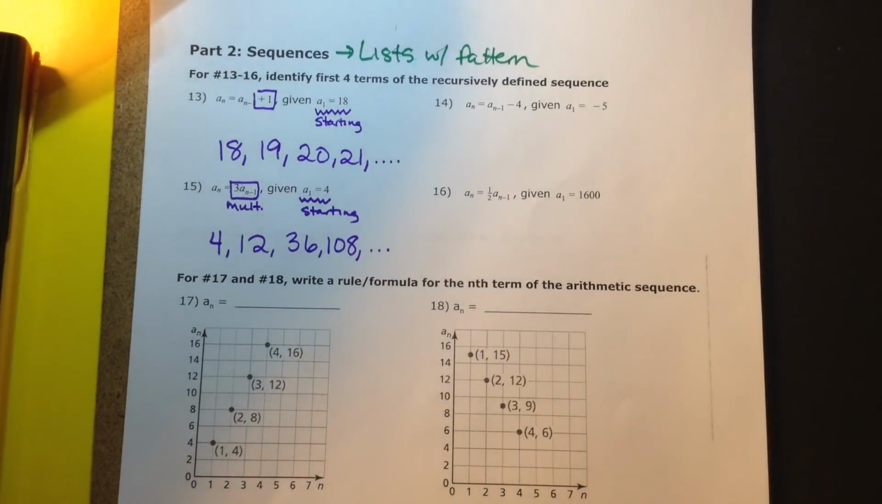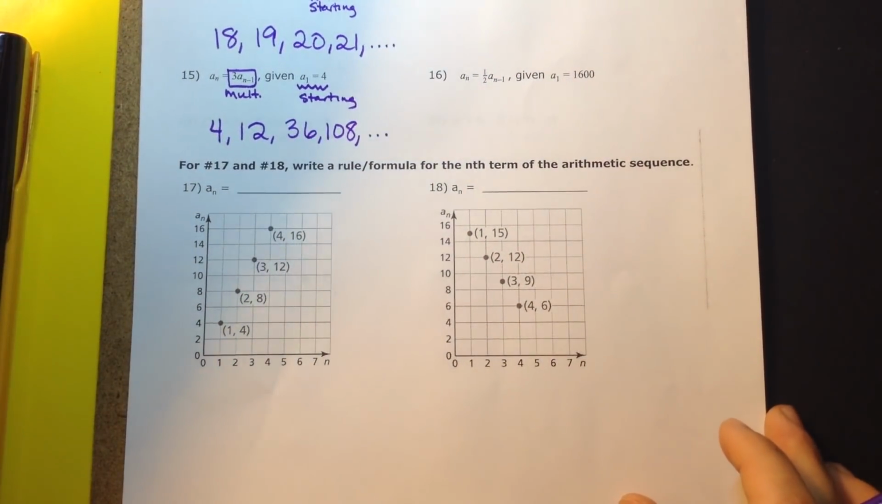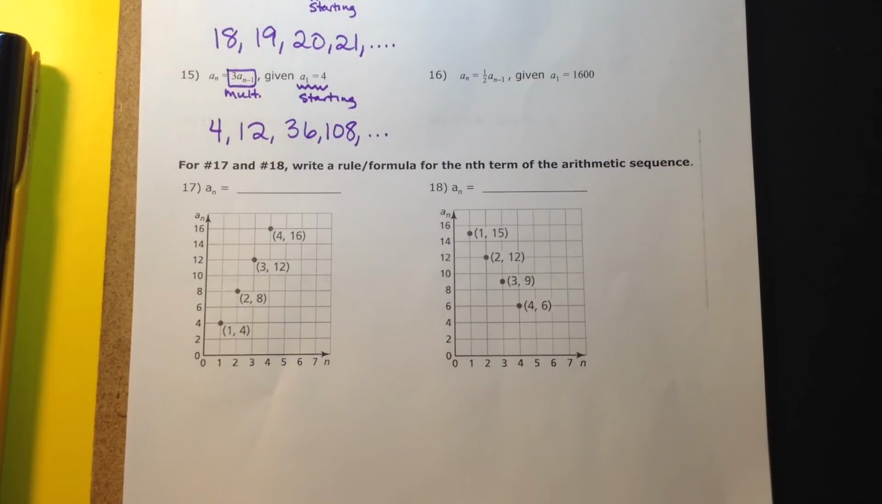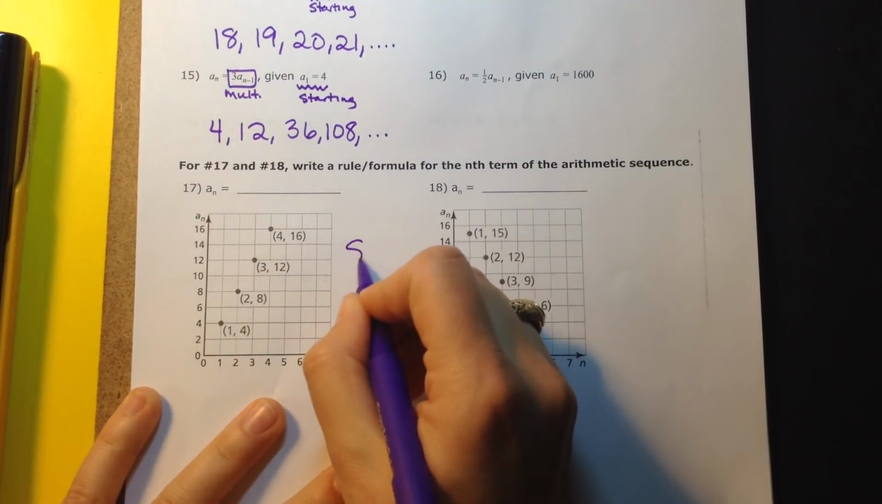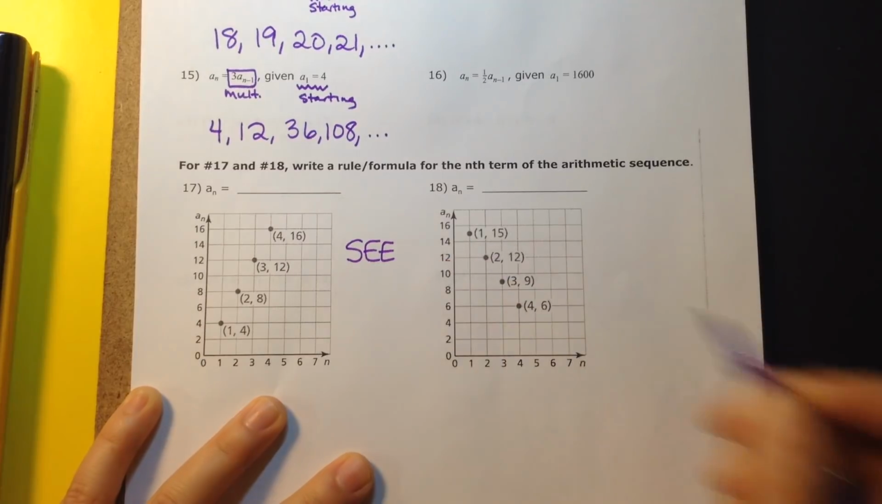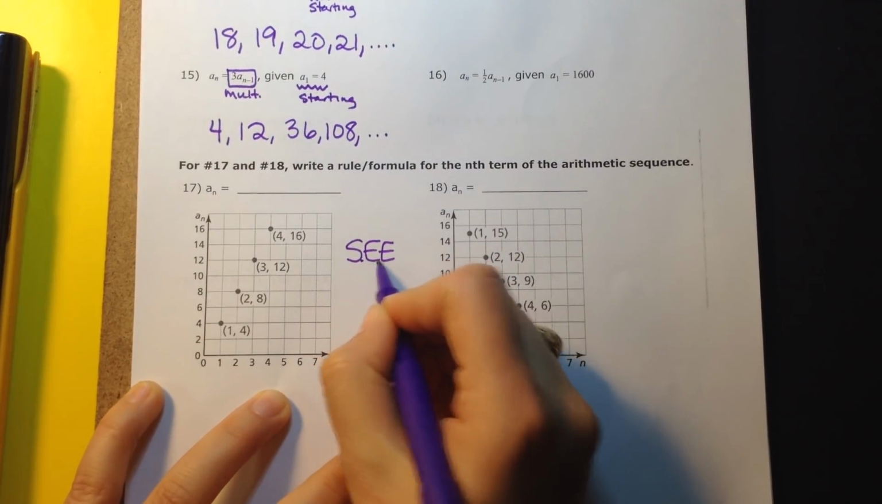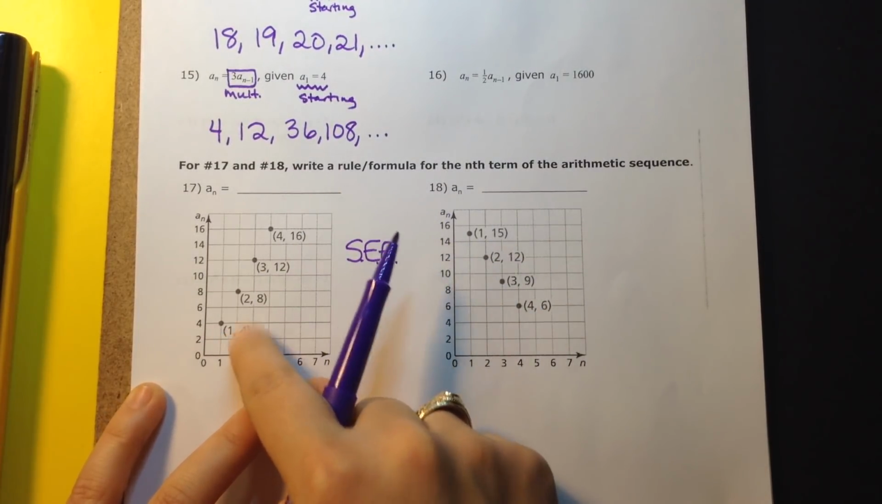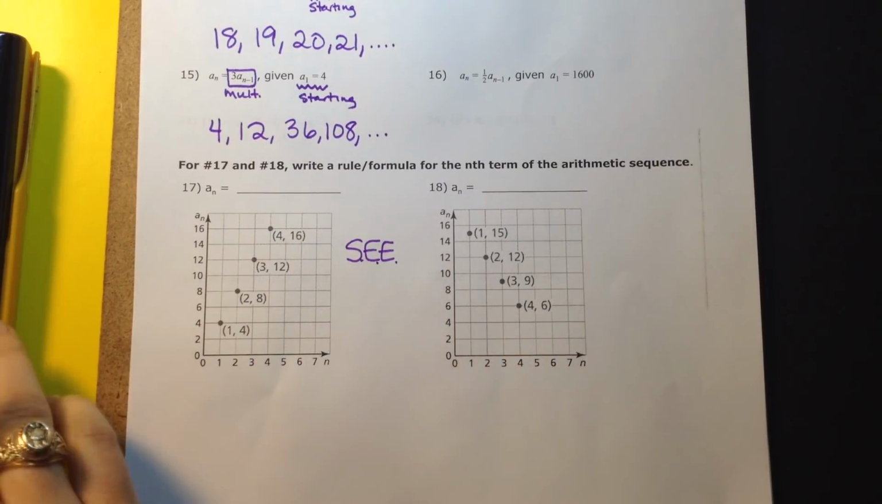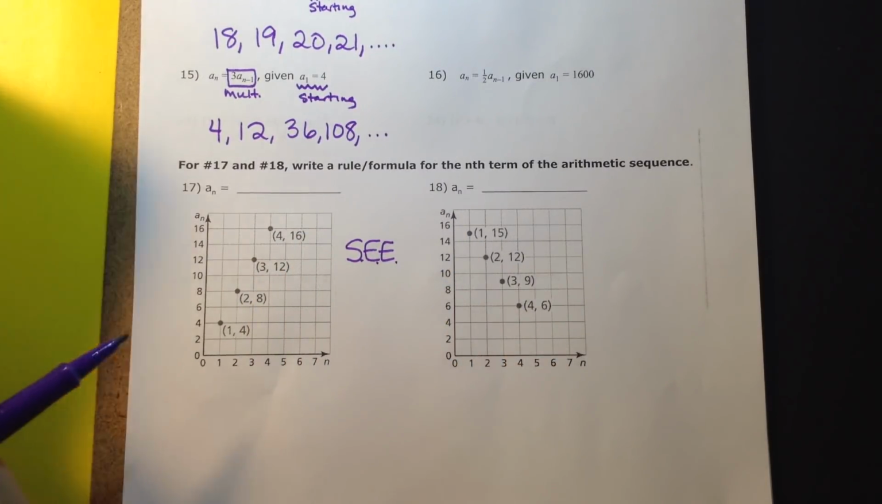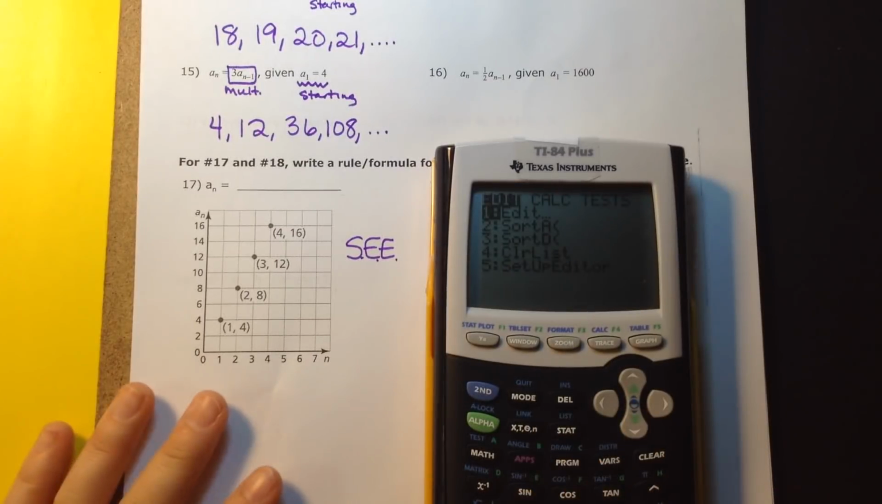For 17 and 18, it says to write a rule or a formula. It doesn't tell us what kind of rule or formula, and we know we learned about 2 different types of rules. We learned about explicit and recursive. We're going to write the explicit rule, so if you need help on recursive, that might be a question you can ask your teacher. But for the explicit rule, for a sequence, we really can pretend like this is a linear or an exponential equation, in which case we see data points that kind of make a table, and we can stat edit. So we'd grab our calculator, we'd go to stat, and we'd go to edit.